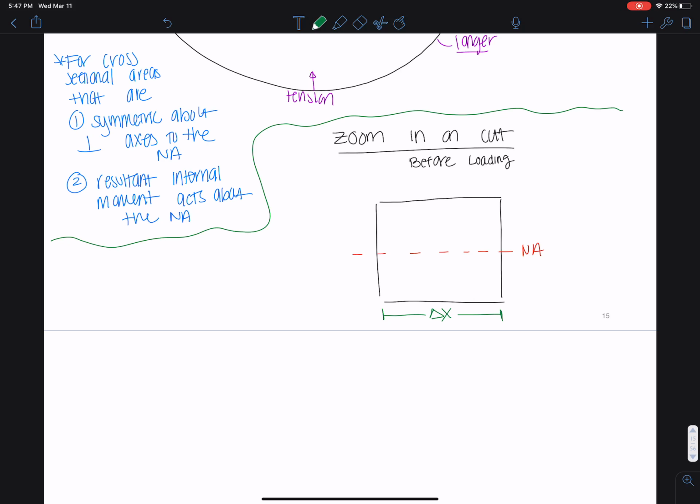Okay, we made a little cut, so some small delta x, some differential element. And we're going to define some arbitrary line segment maybe here because we want to see what happens when we subject this to bending. I'm going to call this delta s. And we can see that delta s is just equal to delta x before loading. This is just a line segment.